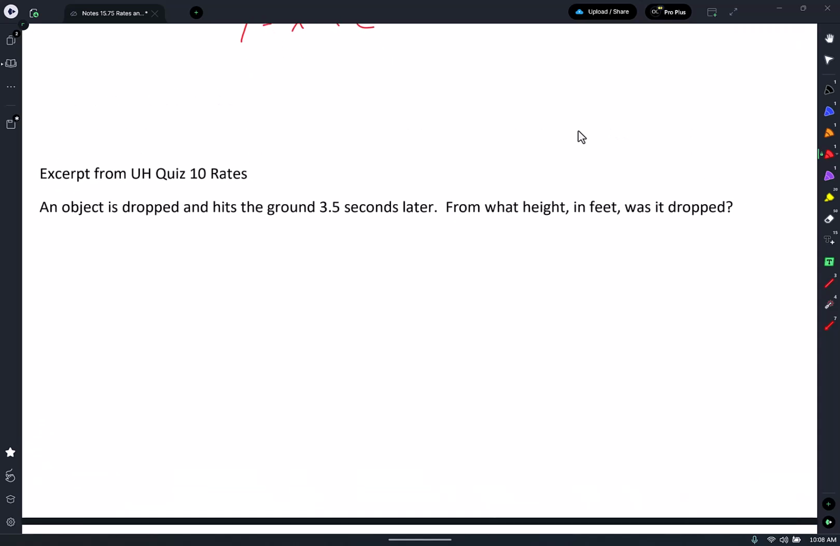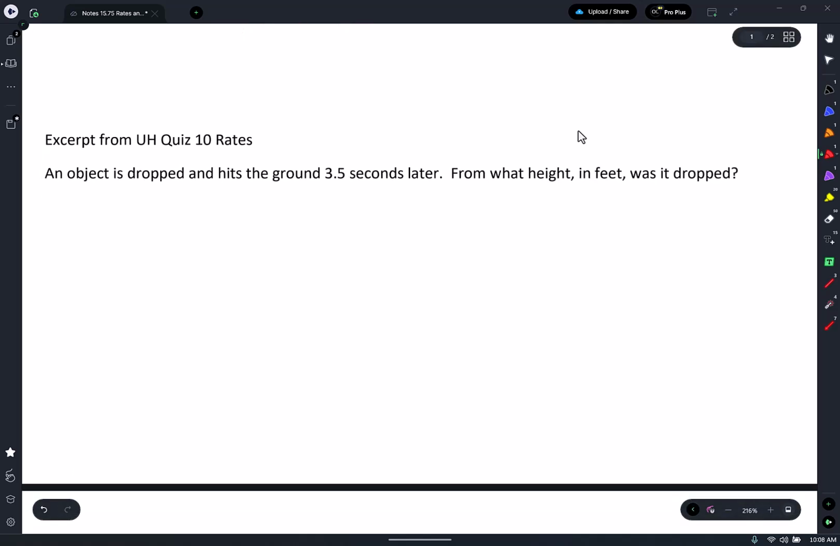An object. All right, guys. Here we go. An object is dropped and hits the ground 3.5 seconds later. From what height in feet was it dropped? Okay, you guys ready? All right, so here's how I would do it.